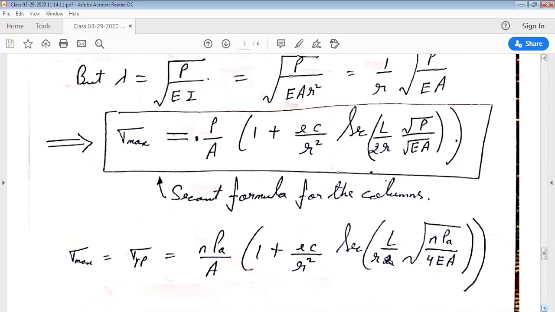Here we have tried to determine the condition at which this failure would occur due to yielding, and this we have done by equating maximum stress to yield point stress. And where this small n is the factor of safety, we have replaced capital P by n into PA, where PA is the allowable stress, allowable load, and n is the factor of safety. Due to the presence of the secant term, this formula is often called the secant formula.